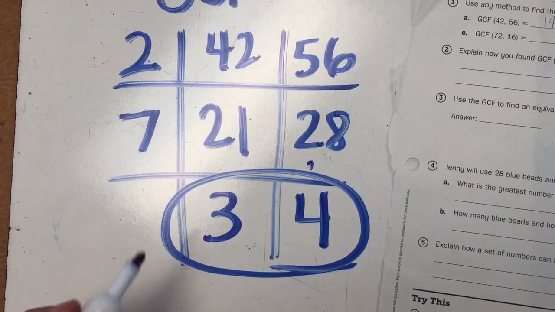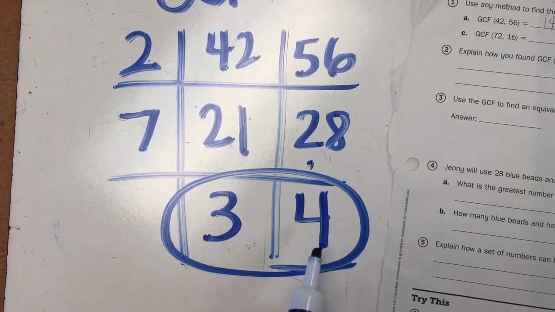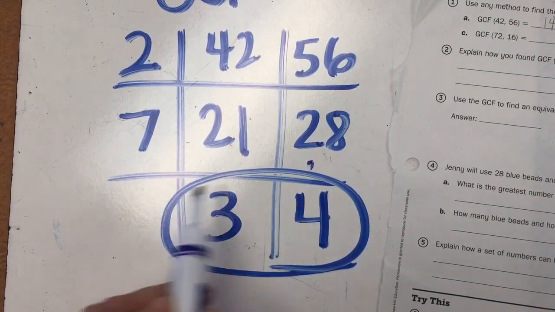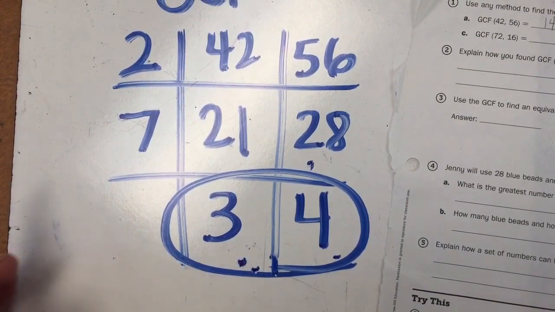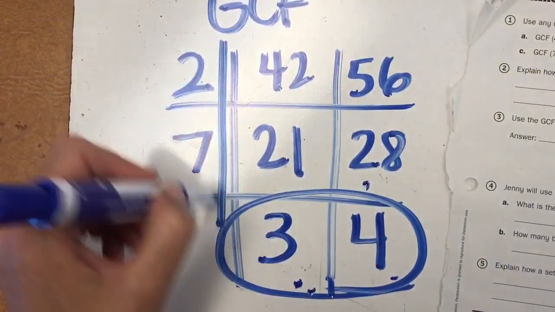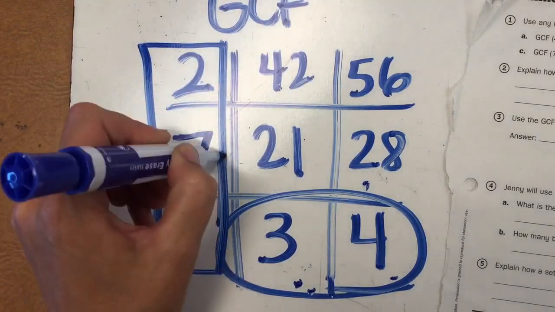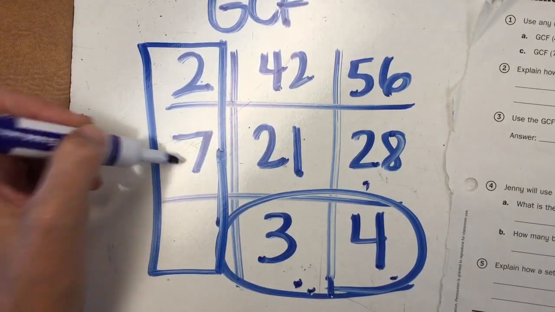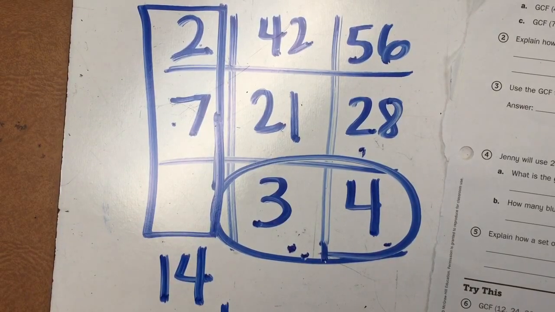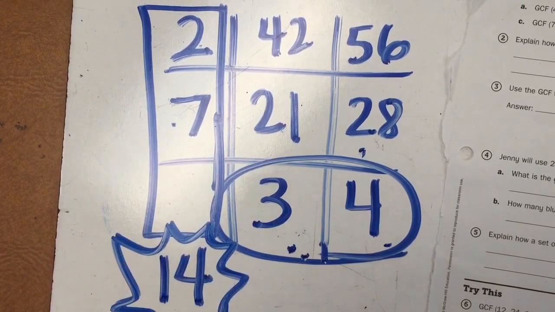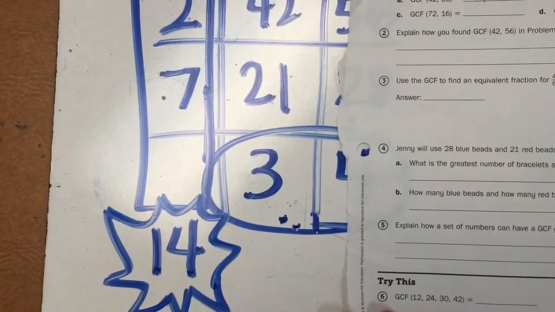And by the way, we call that relatively prime, which means they're just prime in relation to each other. There's not another number that you can divide them both by other than 1. After that, last step is we take all the numbers that were over here, multiply them together, so 2 times 7 is 14. And now 14 is our GCF. So the answer to A would be 14.